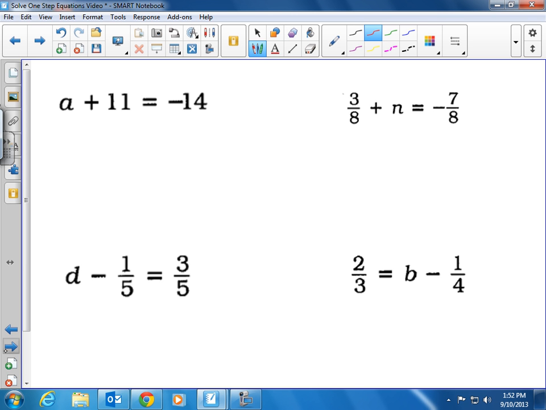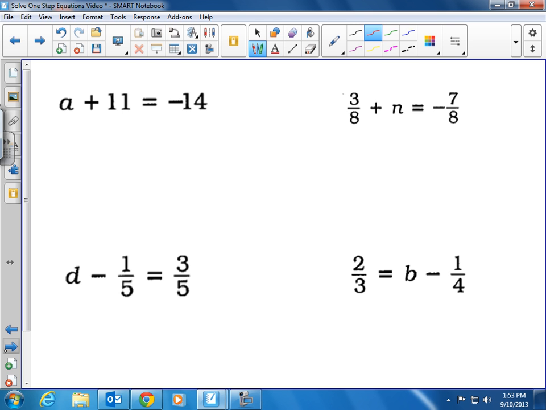The first problem, a plus 11 is equal to negative 14. My goal is to solve for a. I want to know what is the value of a that makes this true. That's great if you can think of it in your head, but that's not what we're learning to do today. I want you guys to learn the algebraic process of solving for a variable, because when they get much harder than this, we won't be able to do them in our head anymore, so we have to have a process for how to do this.